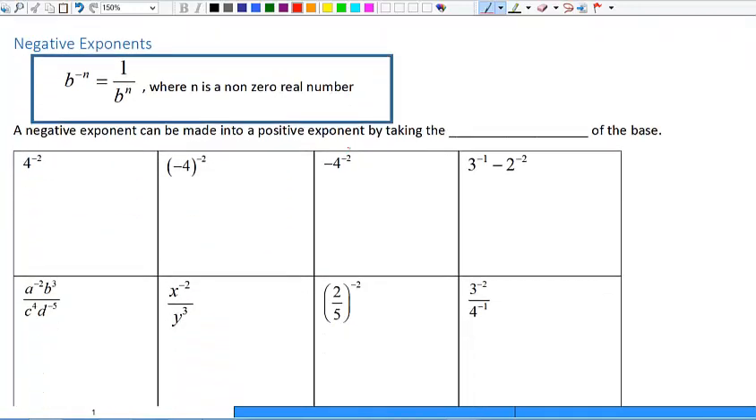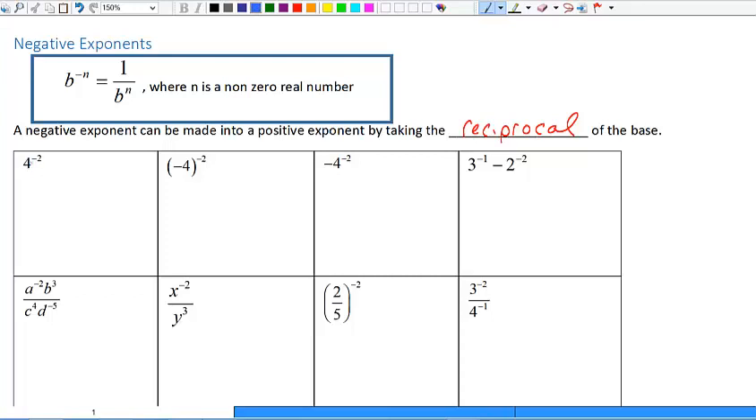Our next topic is negative exponents. The rule says that b to the negative n, if we have a negative in the exponent, which is not the same as a negative on the base, but if there is a negative on the exponent, we have 1 over b to the n. Again, where n is a non-zero real number. So what this means is if you have a negative in the exponent, it moves downstairs, or we take the reciprocal. So a negative exponent can be made into a positive exponent by taking the reciprocal of the base. So let's practice that.